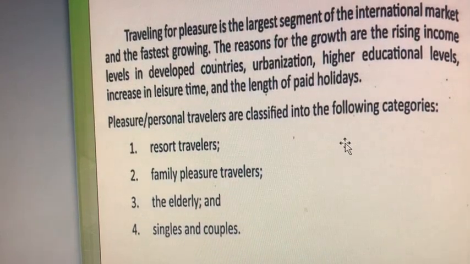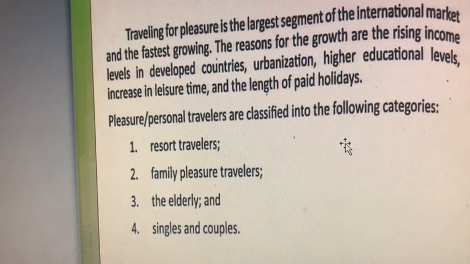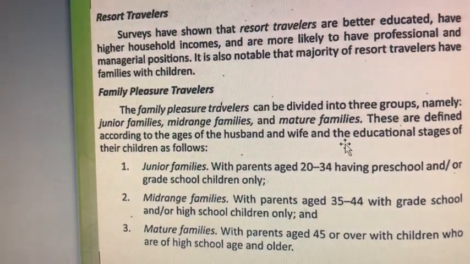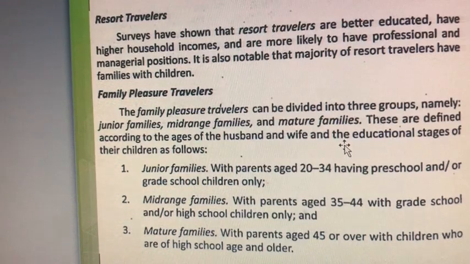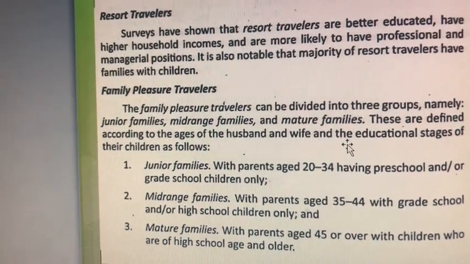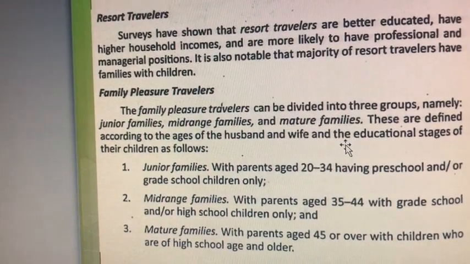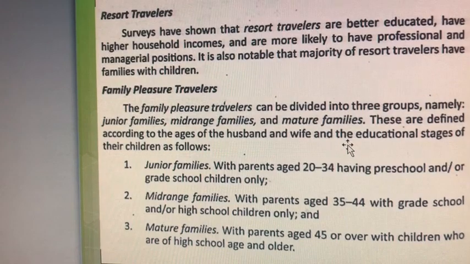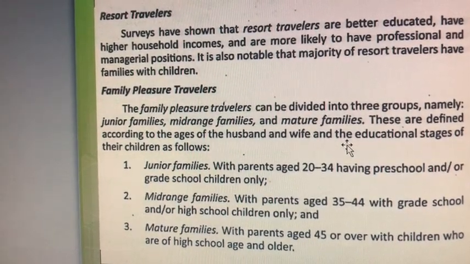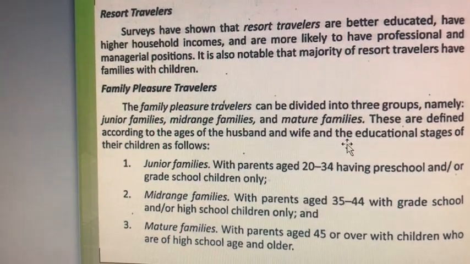Okay, so pleasure personal travelers are classified into the following categories. We have resort travelers, family pleasure travelers, the elderly, singles, and couples. So yung resort travelers, ito yung mga sinasabi nila characteristics are better educated, they have higher household incomes, and likely etong mga resort travelers are professional and in managerial positions. Okay, so majority of resort travelers, they go with families with children. Pumunta sila sa resort with their families and children.